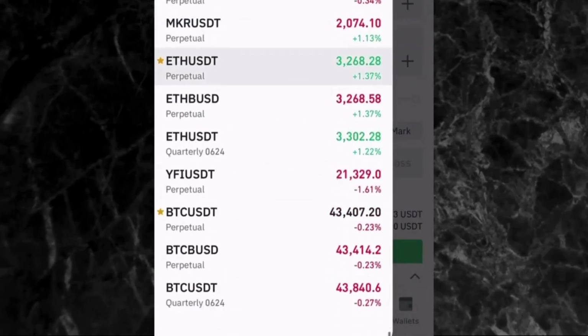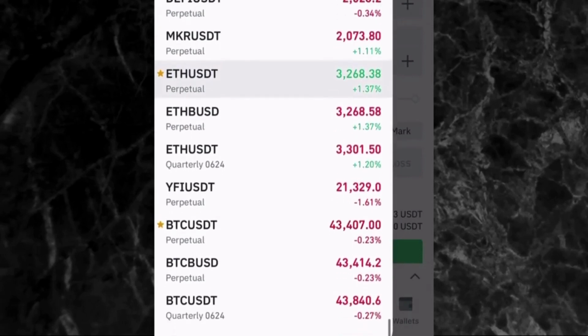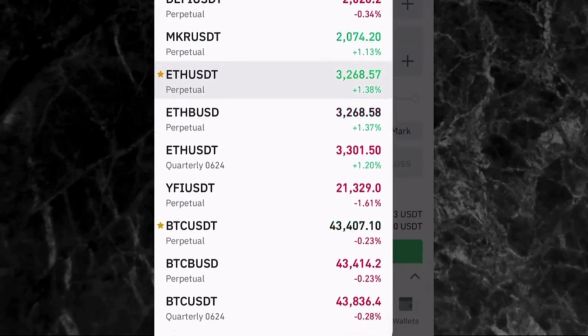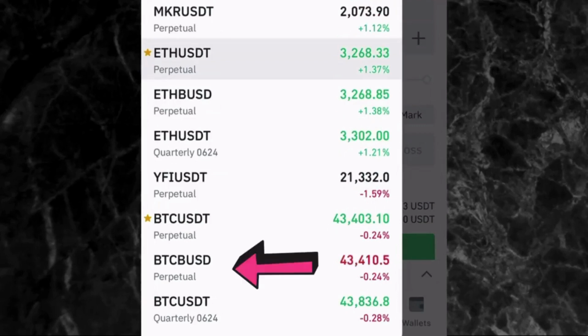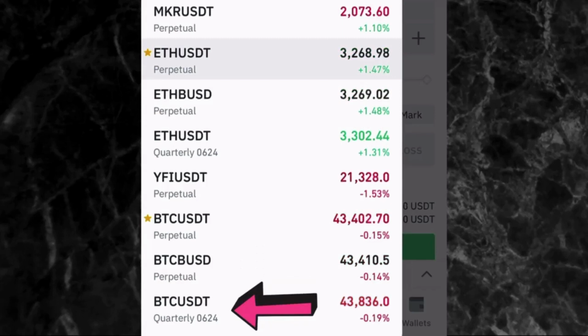You're going to see that some of these assets have perpetual under them, some have quarterly, then some kind of numbers, 0624. For example, let's use these ones at the bottom of the screen. You can see BTC BUSD, where the arrow is pointing, that's perpetual, and BTC USDT has quarterly 0624. Now they are both different.